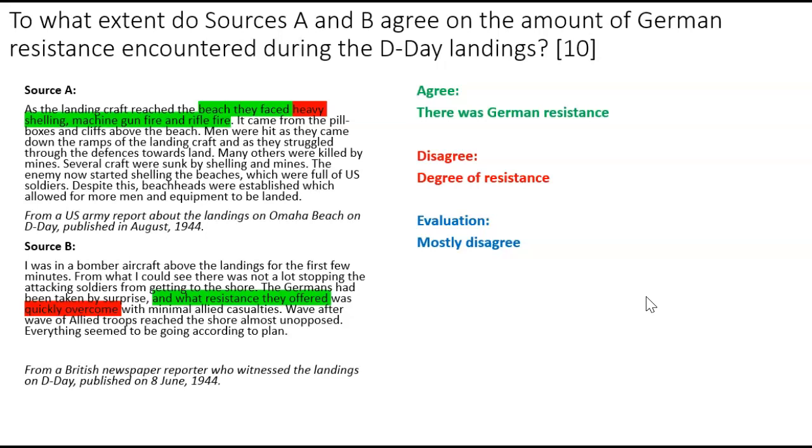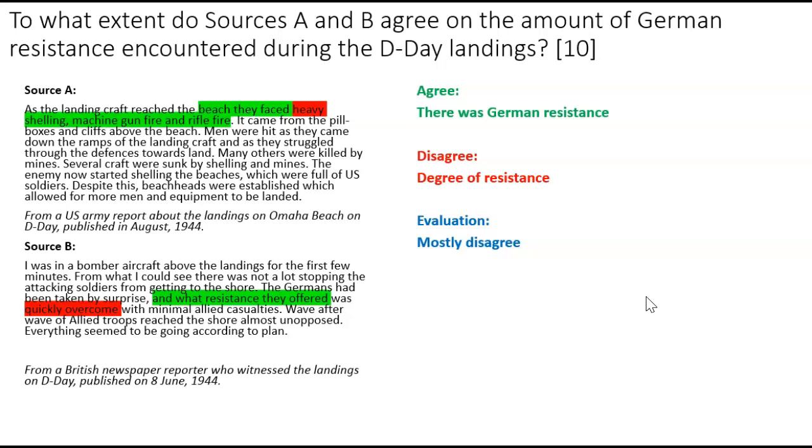Now, very quickly, to start you off on the process to follow, I've put up a question here. To what extent do sources A and B agree on the amount of German resistance encountered during the D-Day landings? So remember, 10 marks, 2 sources to compare. And there's 2 sources there, source A and source B.